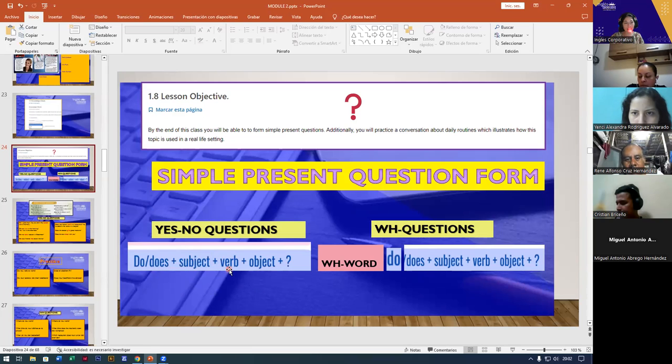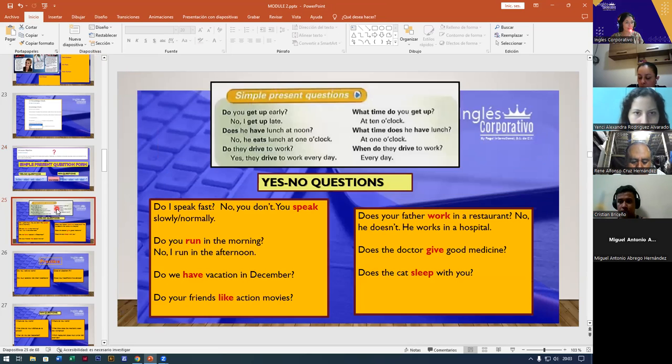We use the verb in the base form, or the original form, plus the object or the complement. Then we include the question mark, because we are going to interrogate. We need the question mark. In the case of the WH question, the formula is: WH word, auxiliary do or does depending on the subject, subject, verb in the base form, then object or complement, and then the question mark. This is the formula that we have. Now, let's see some examples.